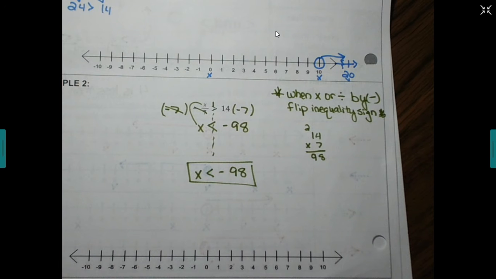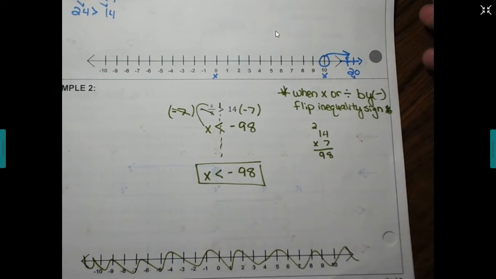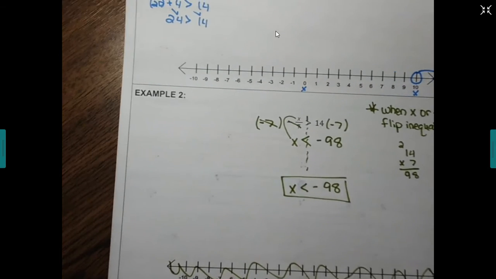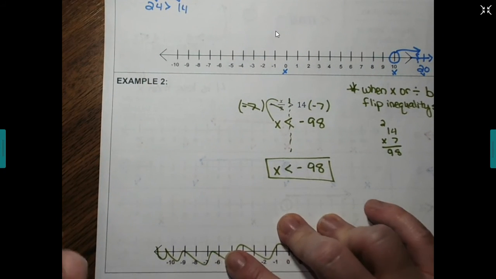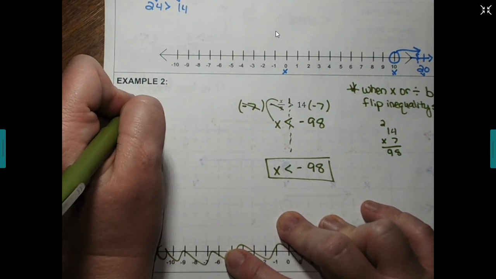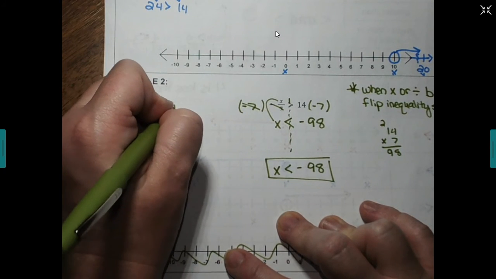Y'all want to test it out? Because we're not going to graph it, remember? I goofed. We're not going to graph it. But let's do some tests here. So we have negative x over 7 greater than 14.